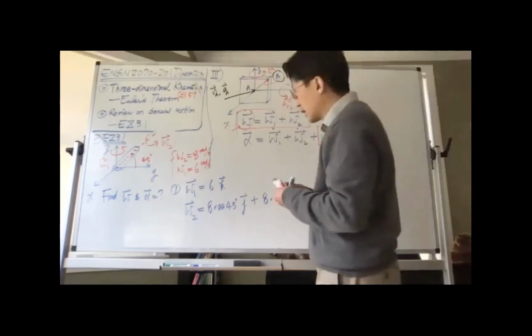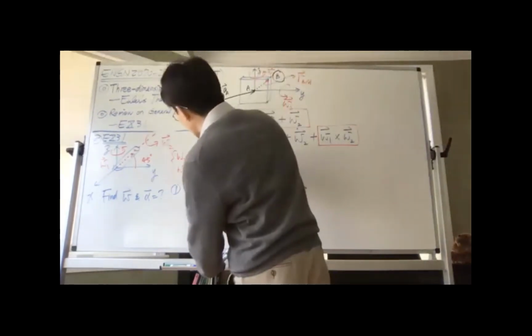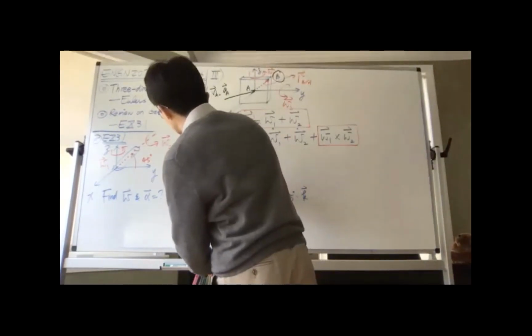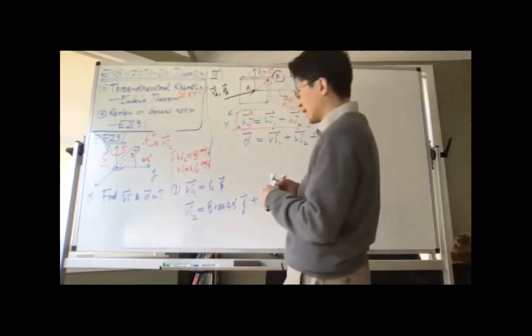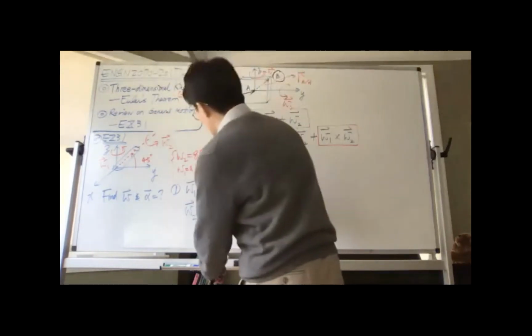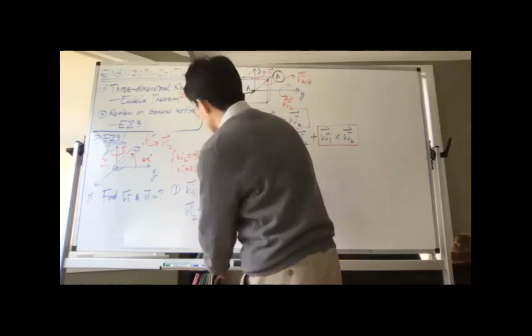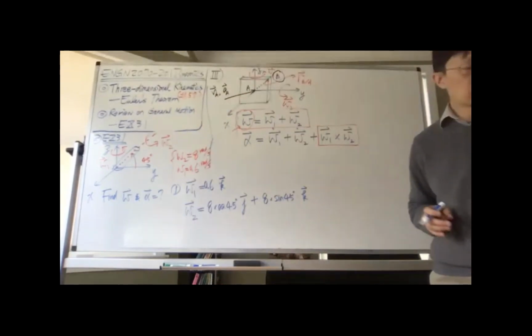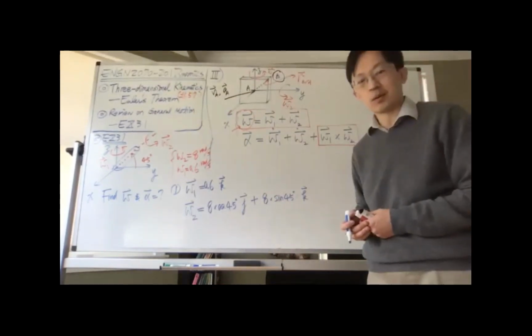Correct? Actually, I got it wrong. I mean, this one, omega 1 is 0.6, right? Just correct this one: 0.6. It's not 6. I copied too fast. 0.6, because that's the number I chose. Of course, this can be any number we want.